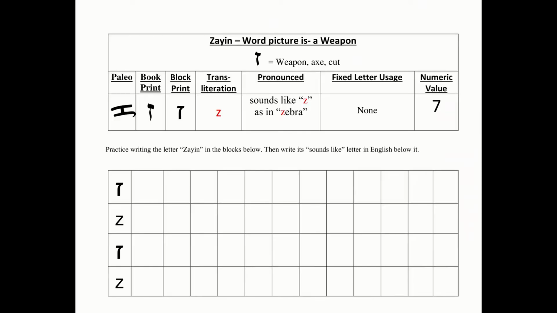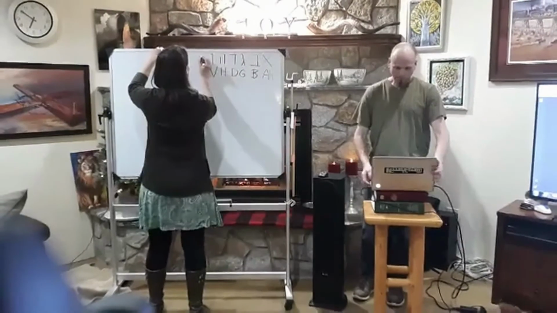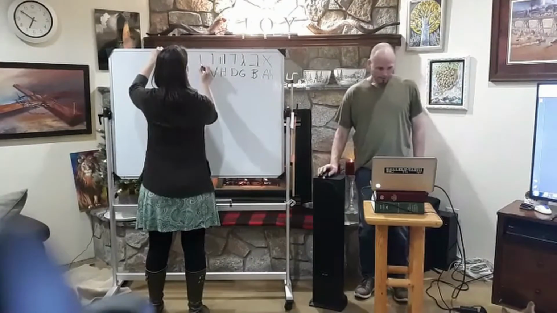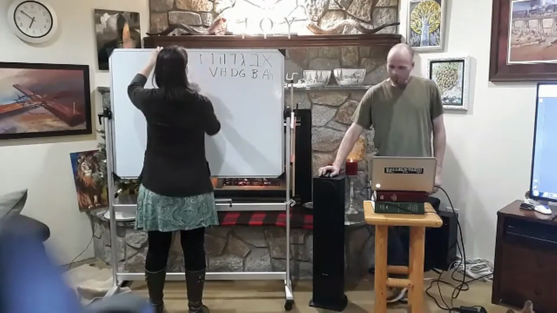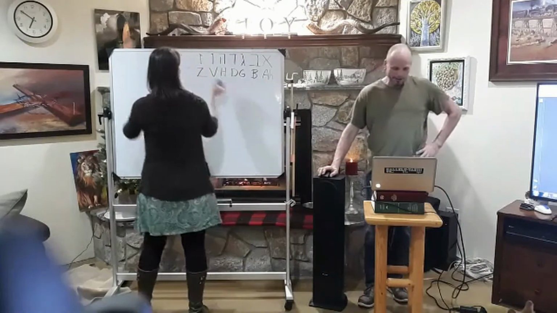Okay, Zayin, which was a weapon or an axe. Totally spaced it out. I love the shape of that. So what's the crooked one? It looks like an axe. Yeah, it's on there. Which isn't that far off from the bottom. Zayin, Z. All right, we got our Het.